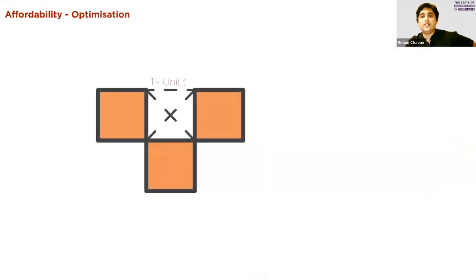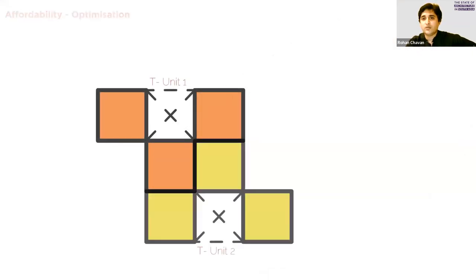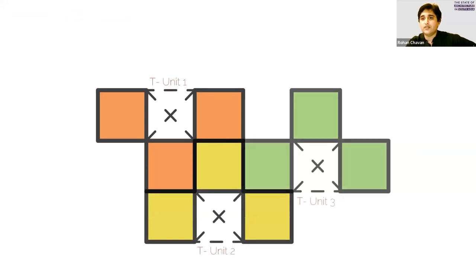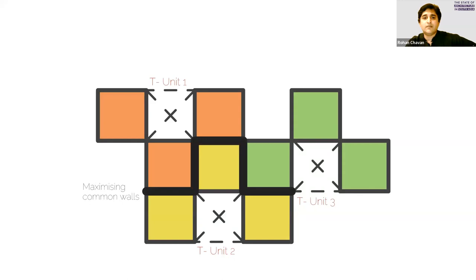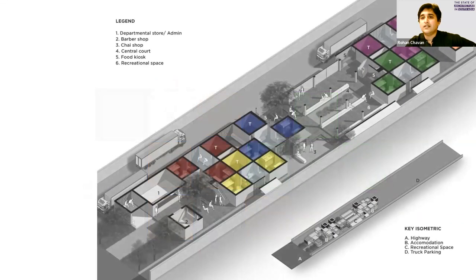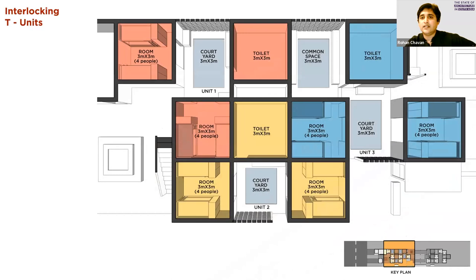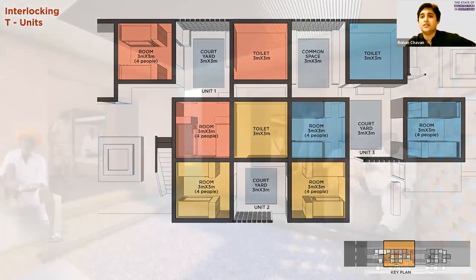Each housing is a T-shaped unit and accommodates around 8 truck drivers. They interlock with each other and form the habitat, and there is sharing of walls so that it can reduce the cost. That's how these units are placed. So there's accommodation for 48 truck drivers in this campus. And that's how it is laid out. They share the toilets and the common spaces.